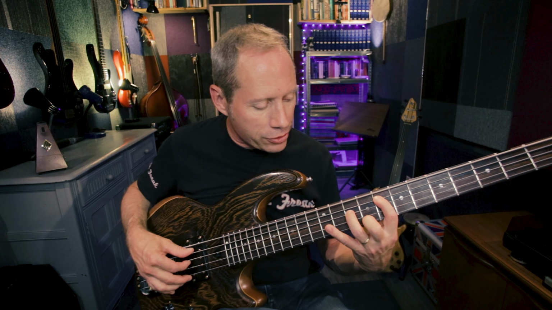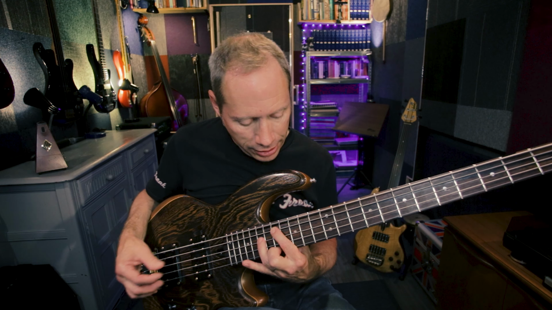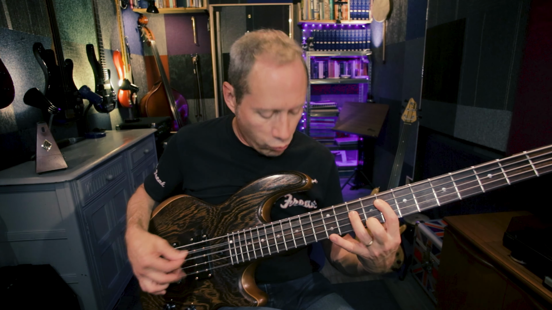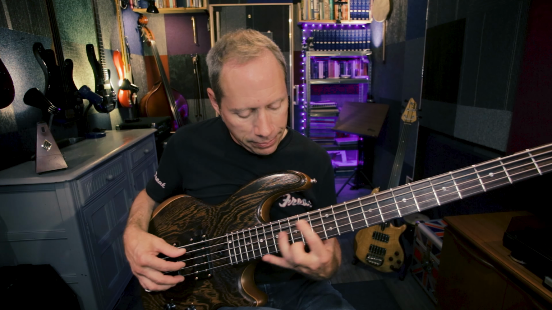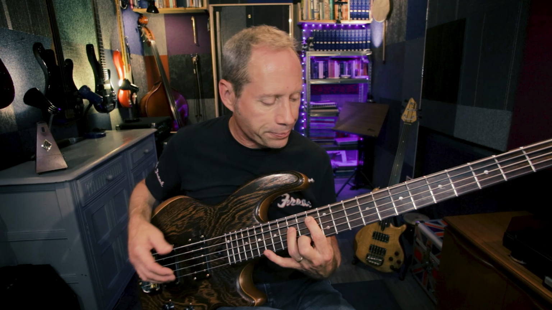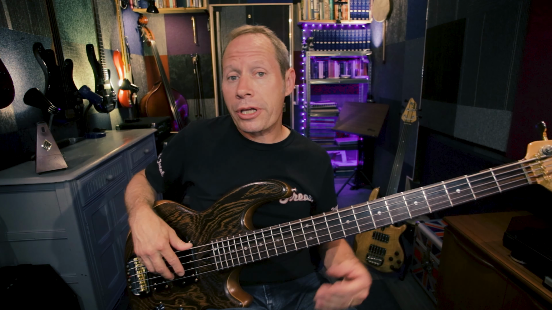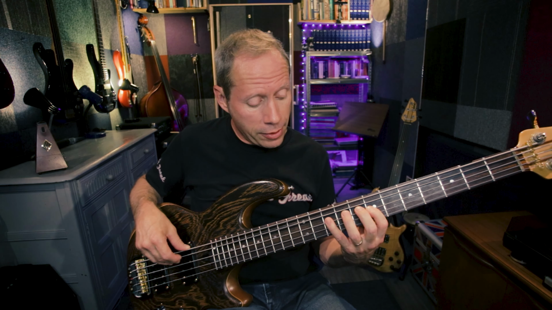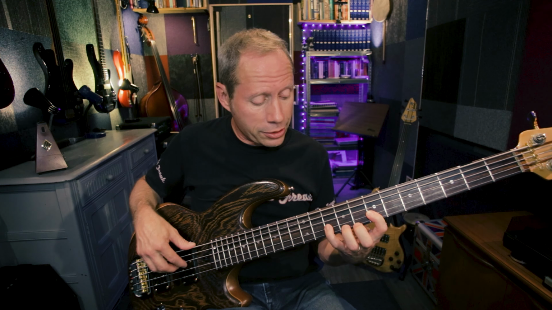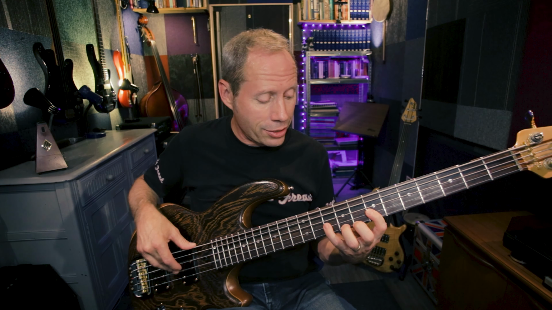This progression is chord 1, going to chord 5, going to chord 6, going to chord 4. So 1 major, 5 major, 6 minor, 4 major. If we play this progression with our closed position triads, we get this. 1, 5, 6, 4. 1, 5, 6, 4.